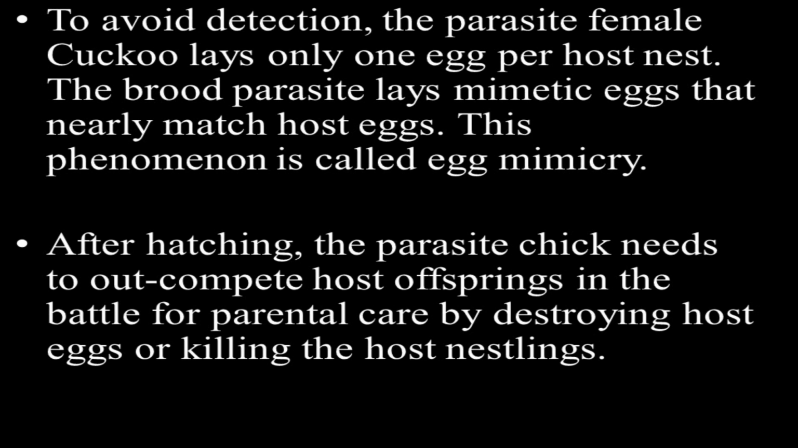The brood parasite lays mimetic eggs that nearly match host eggs. This phenomenon is called egg mimicry, which is shown in the previous diagram. That is, one larger egg of the cuckoo in the Reed Warbler's nest, which has 3 eggs, but the color pattern is the same. After hatching, the parasite chick needs to outcompete host offspring in the battle for parental care by destroying host eggs or killing the host nestlings.